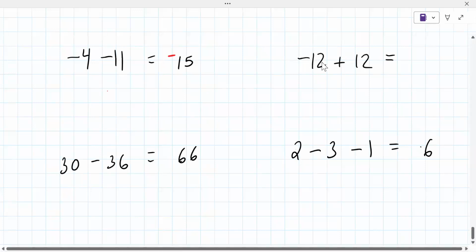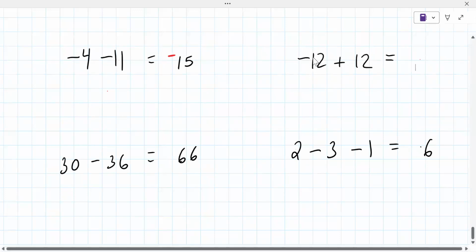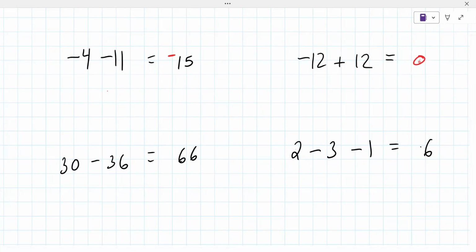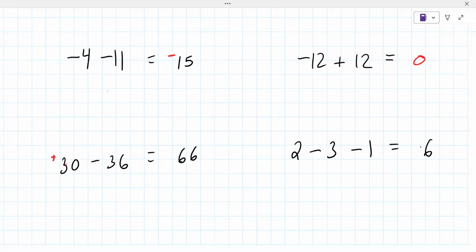Top right, you owe someone $12. You give them $12. How much do you owe them? You owe someone $12. You have $12. That would be 0. You don't owe them anything. Zero. I see. You have $30 because it's positive.